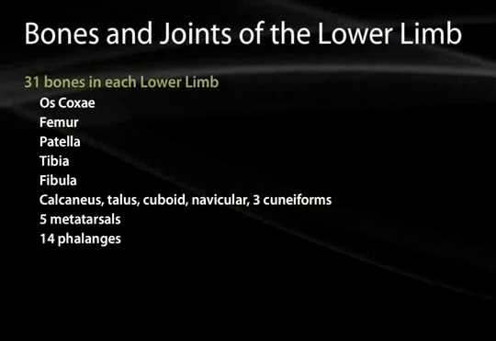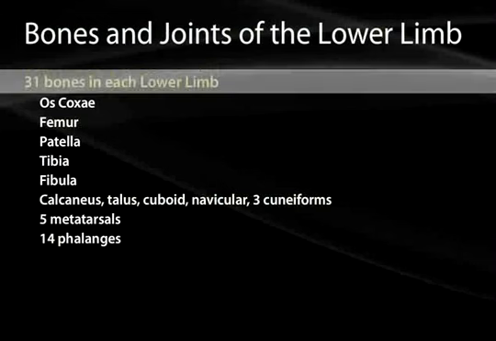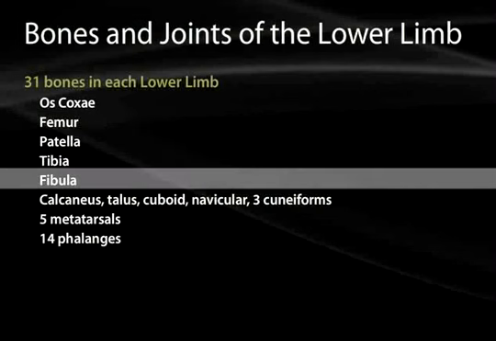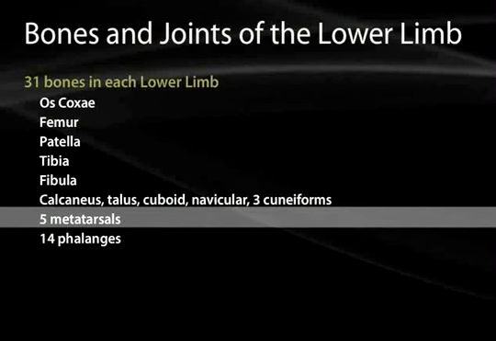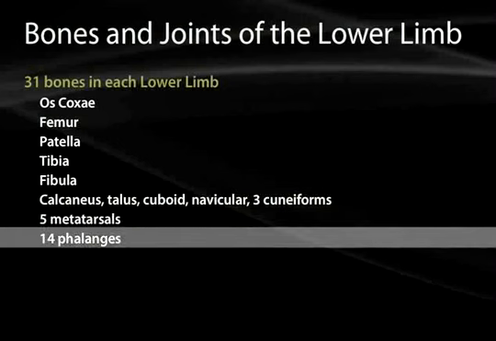Now, as we move into the bones and joints of the lower limb, we have 31 bones in each limb: an os coxa, a femur, patella, tibia, fibula, and then the calcaneus, the talus, the cuboid, navicular, and then 3 cuneiforms to make up the tarsal bones. We have 5 metatarsals, numbered 1 through 5, from medial to lateral in the case of the foot, whereas they'd be lateral to medial in the case of the upper limb, and 14 phalanges, which we also have in the upper limb.